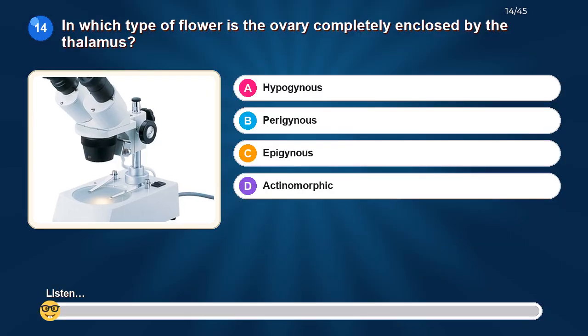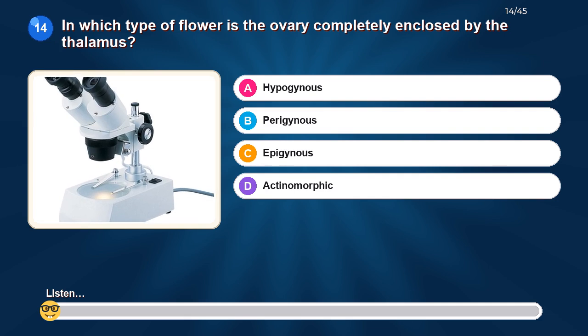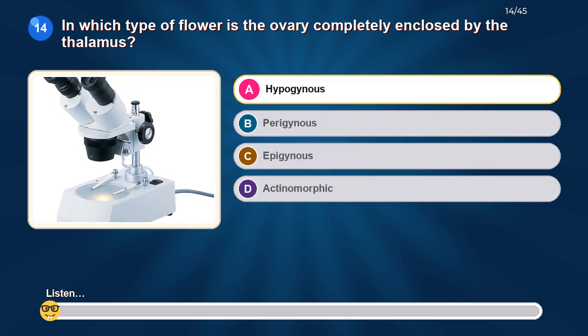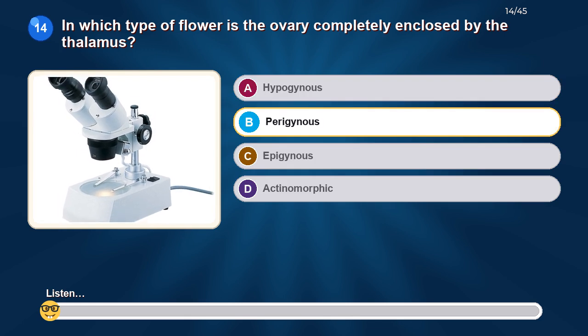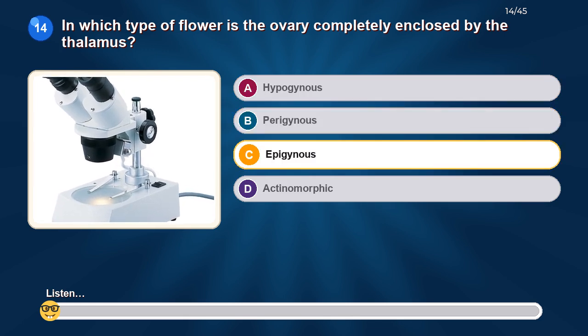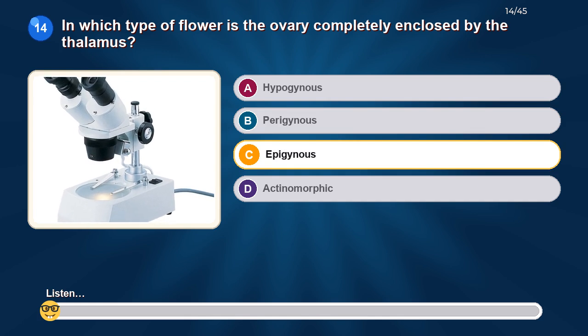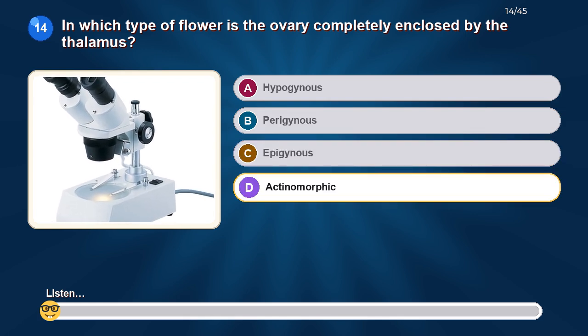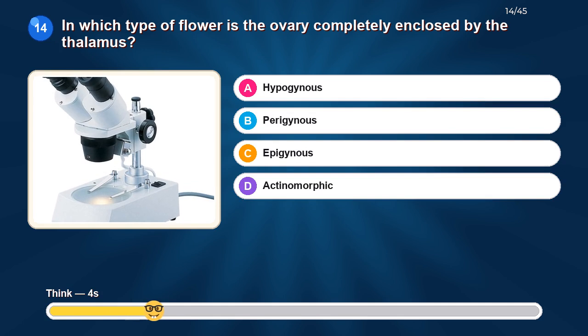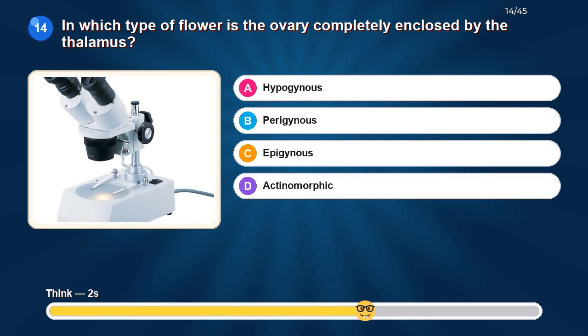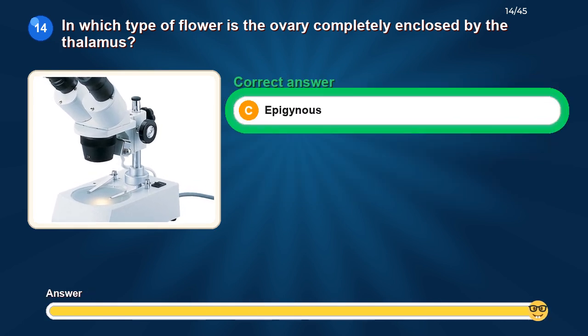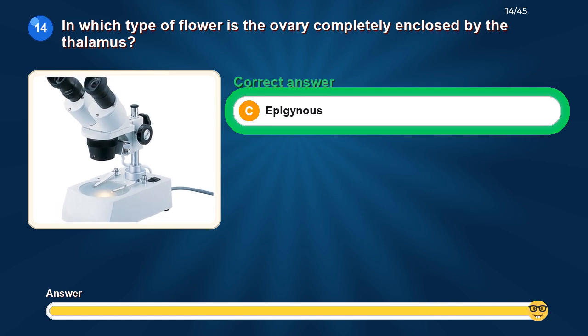In which type of flower is the ovary completely enclosed by the thalamus? Option A, hypogynous. Option B, perigynous. Option C, epigynous. Option D, actinomorphic. The correct answer is epigynous.